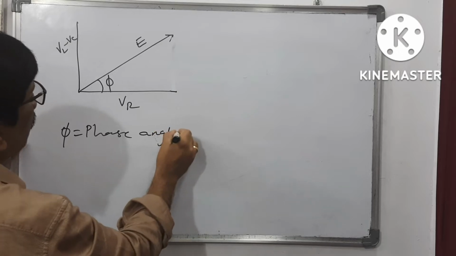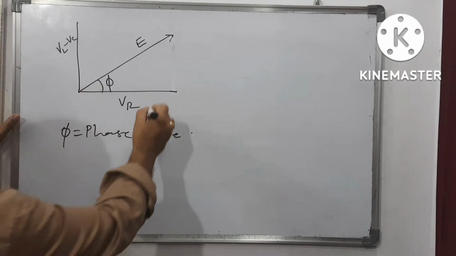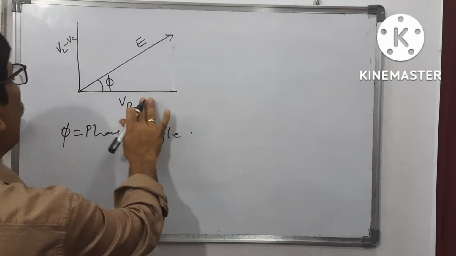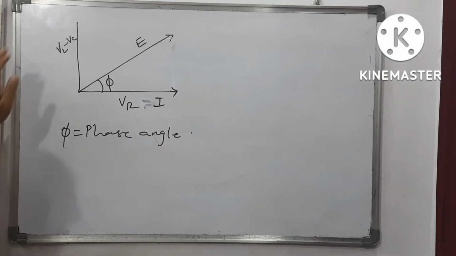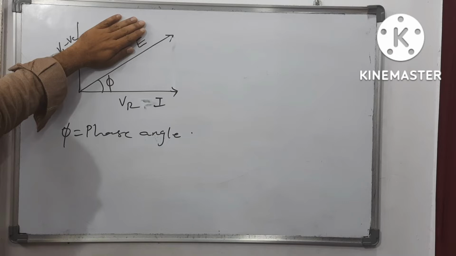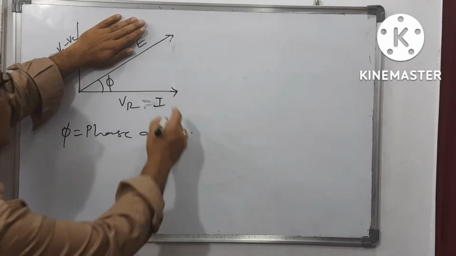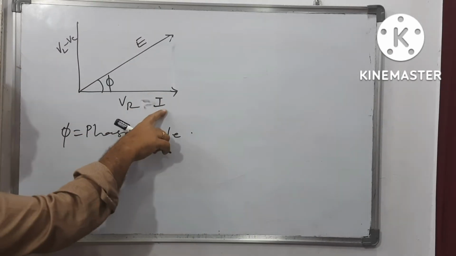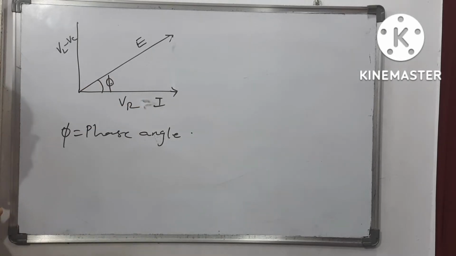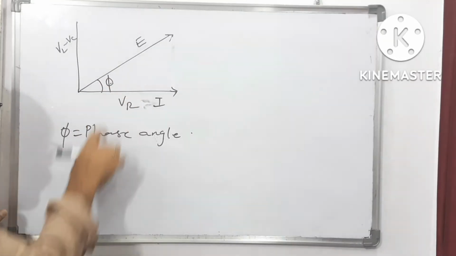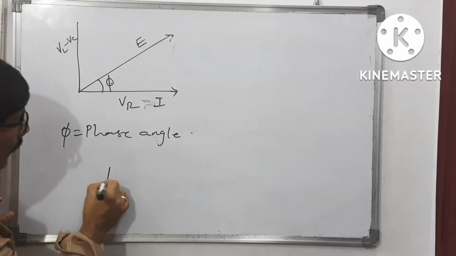What is the meaning of phase angle here? I already said the current and voltage across the resistor are both in the same direction. The net electromotive force given by the LCR circuit is making a certain angle with the current. This is called the phase angle. So how can you find the phase angle?